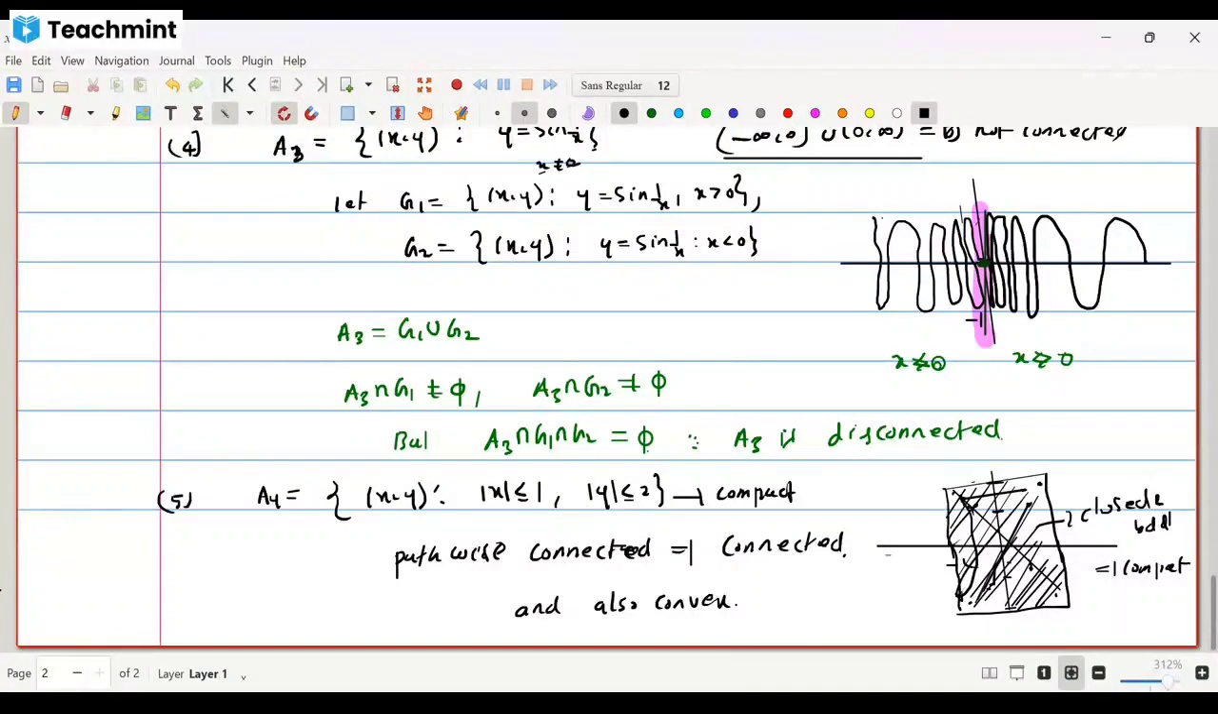But this set is not convex. Take any 2 points on this set, we cannot find a straight line which is entirely contained in that set. So this straight line is not contained in this set, and so this set is not convex, but it is pathwise connected.